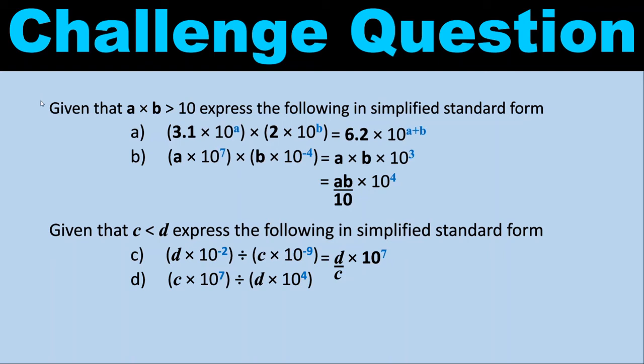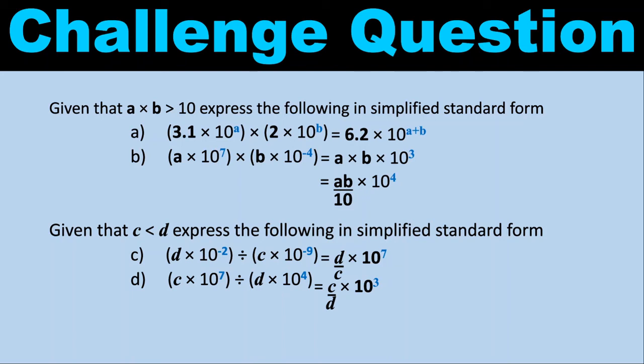For part D, again, I'll divide my non-base 10 parts, C divided by D, and I'll multiply that by the solution of the division of my base 10 parts, 10 to the power of 7 divided by 10 to the power of 4. Again, when I divide two terms with the same base, by the division law of indices, I can subtract my indices. So 7 minus 4 equals 3. So C over D times 10 to the power of 3. Now, is this in correct standard form? If C is smaller than D, this is not a top-heavy fraction. If I did C divided by D, I would get a decimal number, which would be 0 point something.